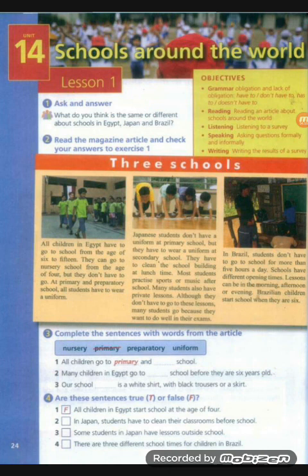Paragraph number 2. Japanese students don't have a uniform at primary school, but they have to wear a uniform at secondary school. They have to clean the school building at lunchtime. Most students practice sports or music after school. Many students also have private lessons. Do we have private lessons in Egypt? Yes. So it's similar to Japanese school. They also have private lessons.